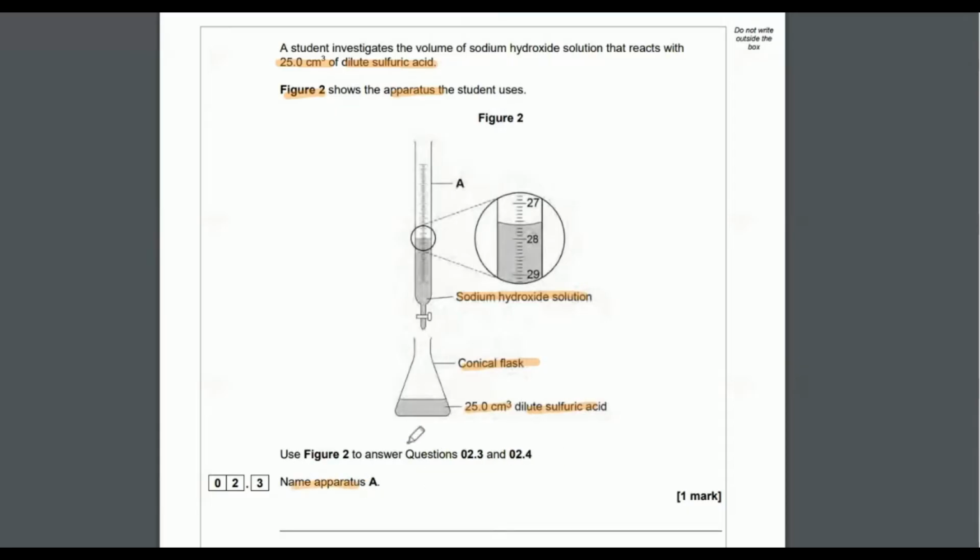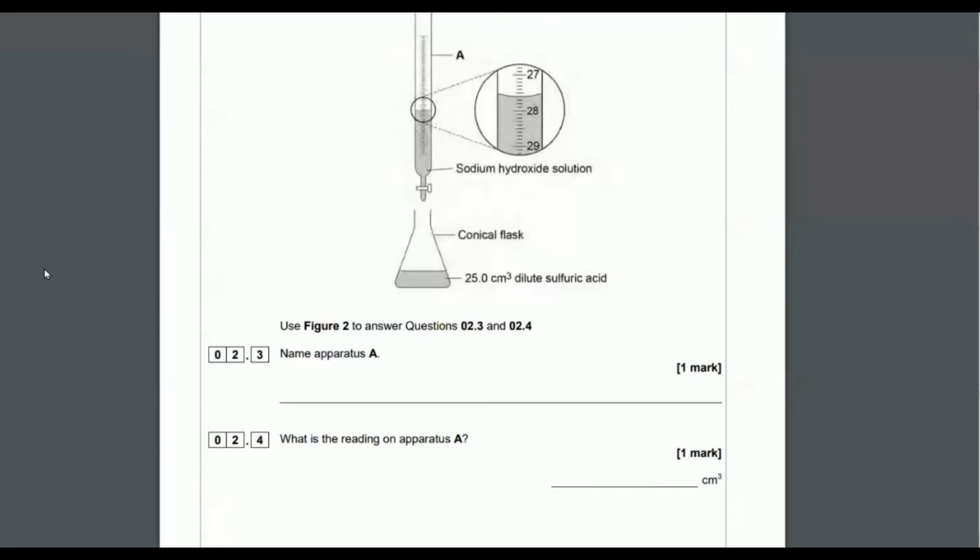Do you know the name of this apparatus? Used in titrations, begin with a B, used so you can add chemicals dropwise, and the answer is it's a burette. Superb. Let's go down to 2.4.